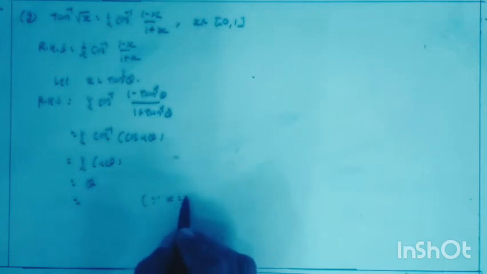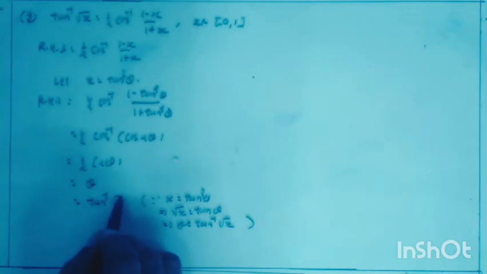Now theta changes into x form. Here we have x is equal to tan square theta. So this implies, applying square root on both sides, we get root of x is equal to tan theta. So theta is equal to tan inverse root of x. So this is the left hand side, LHS, hence proved.